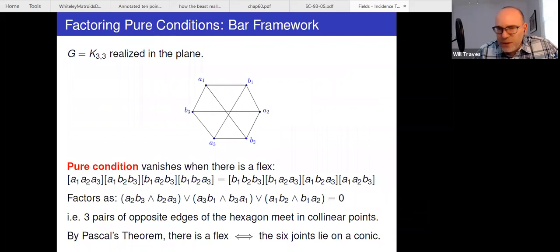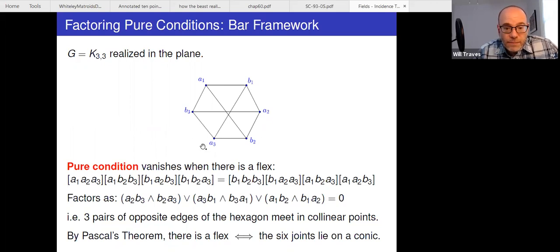Here we are. Mira was asking about pure conditions, and here is a pure condition. In this group, maybe I won't say so much about what a pure condition is right now, but imagine you've got a graph like K33 here, and imagine that it is realized in the plane. So we've got a configuration, maybe a special configuration, and you're interested in whether there's a flex, or whether this thing is not rigid, right?